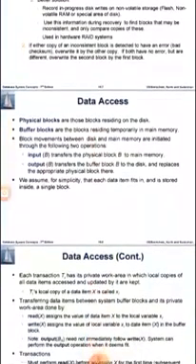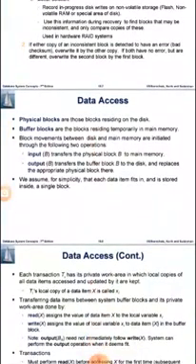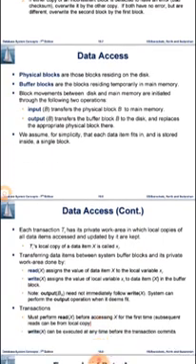Next one is data access. Data access means physical blocks are those blocks residing on the disk. Next, buffer blocks are the blocks residing temporarily in main memory. These two are initiated by two steps: input and output. Input block is main memory, then output is disk. Okay.